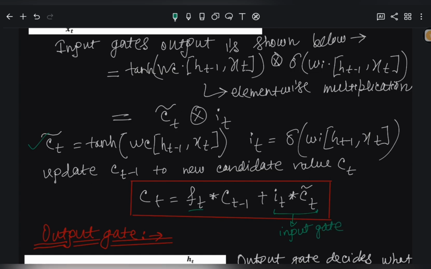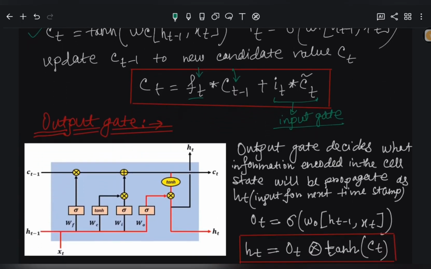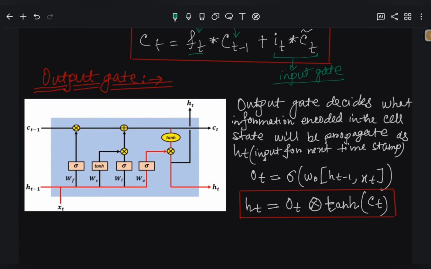So with this we are forgetting a few parts of my previous cell state using the forget gate, and we are adding a few things using the input gate, right? And we get the new updated cell state value, which is C t, right? After that, the last gate is the output gate, right? The output gate decides what information encoded in the cell state will be propagated as h t. h t is nothing but the input for the next timestamp, right?